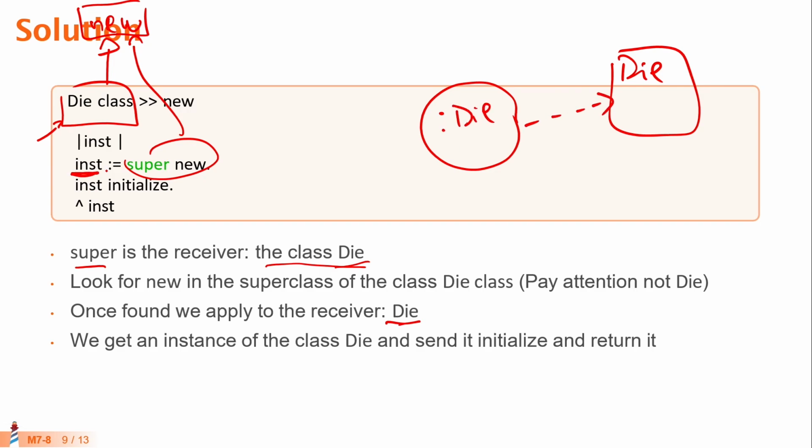That means that our instance variable is going to point to a die object, which is the one that will receive the message initialize. So we're going to send the message initialize to this guy, the die object, and then we're returning that instance.